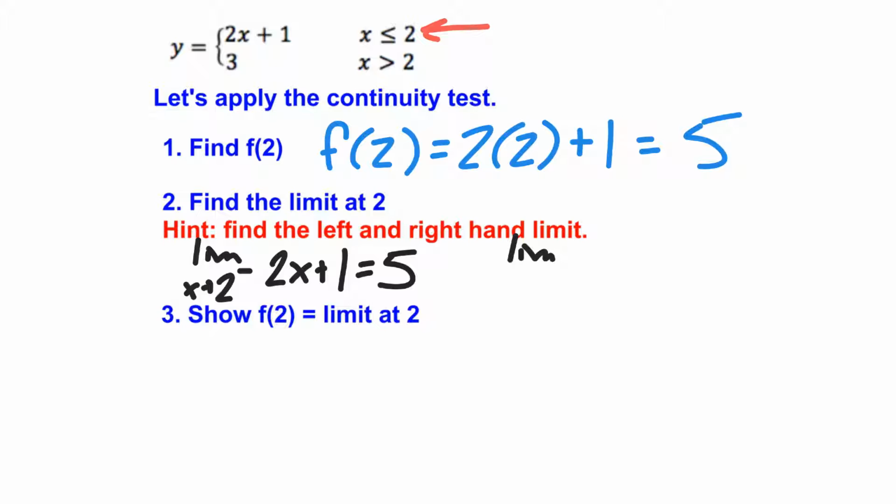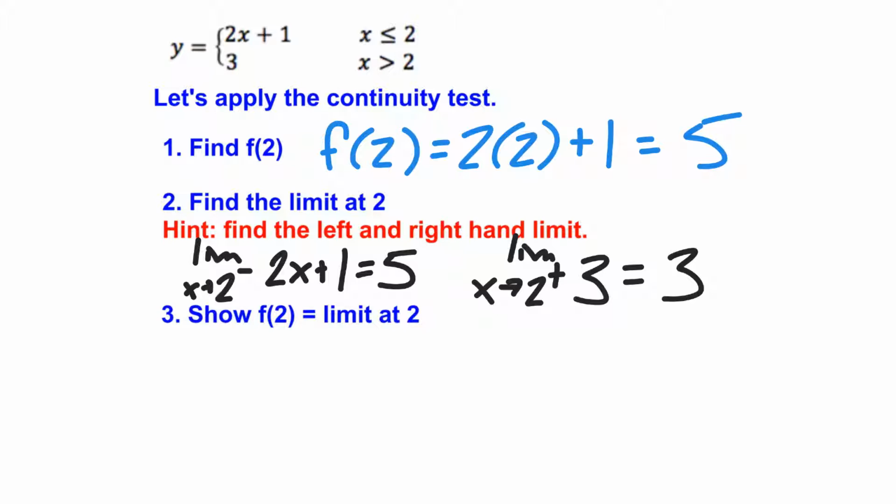Now I need to find the limit as x approaches 2 from the right-hand side. Notice from the right-hand side, that's where we're greater than 2. That's the second equation in our piecewise function. So now I'm taking a look at the 3. So the limit as x approaches 2 from the right-hand side of 3 equals what? 3. Yeah, because anytime it's a constant, it just equals itself. Think about what the graph would look like. That's a horizontal line. No matter what x value I'm at, the y value I'm approaching is 3, because it's always 3.